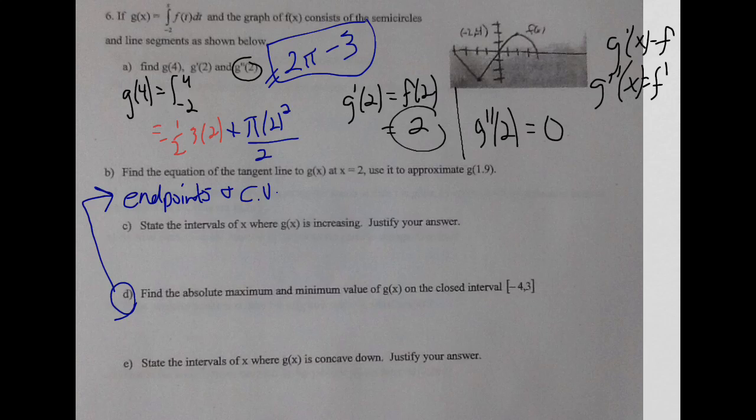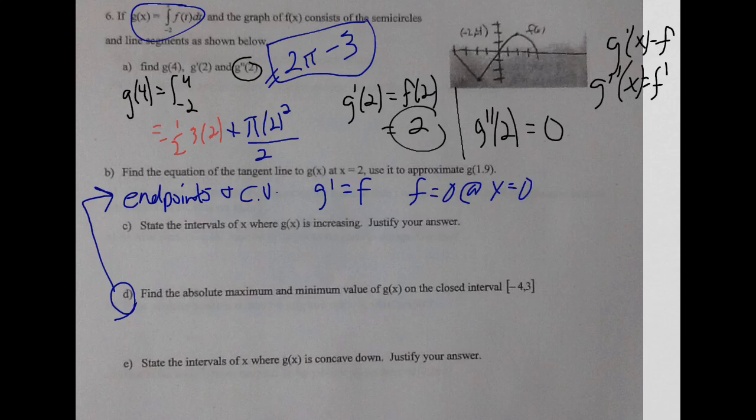So, also like I said in part A, I need to look at G prime to find critical values. And to look at G prime, I use second FTC, which tells me that G prime is equal to F. So, to find those critical values, I know that F is equal to 0 at x equal to 0. So that makes x equal to 0 a critical point on G. So I'm going to test 3 spots.